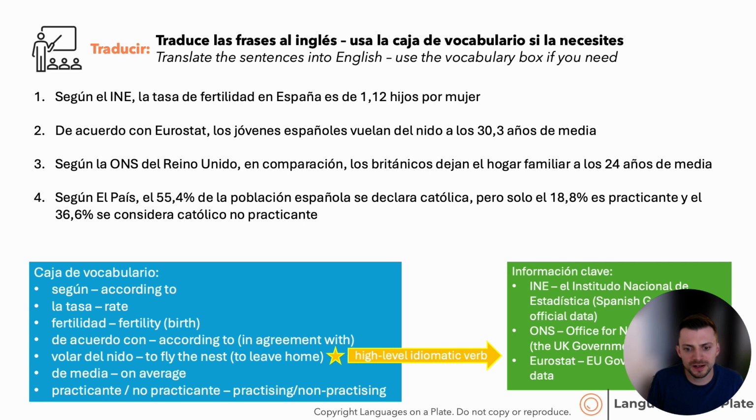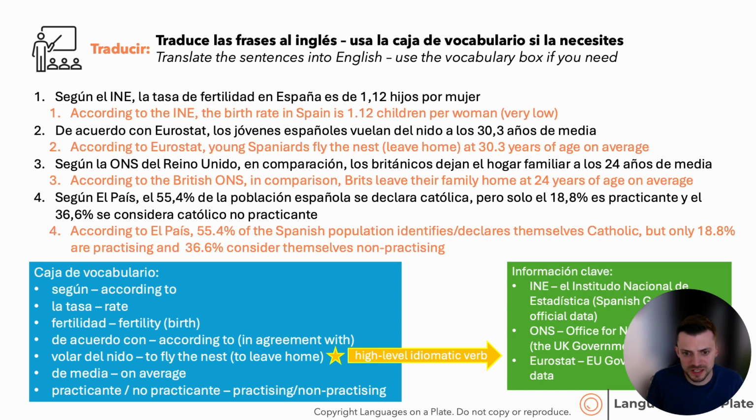And again, just to highlight things that I think are above and beyond, I try to identify for them things like high-level idiomatic verbs, as you can see there. And then I've explained to them as well where I've got those statistics from. So when they translate the sentences, they have a very simple set of sentences that shouldn't cause too many problems for them.